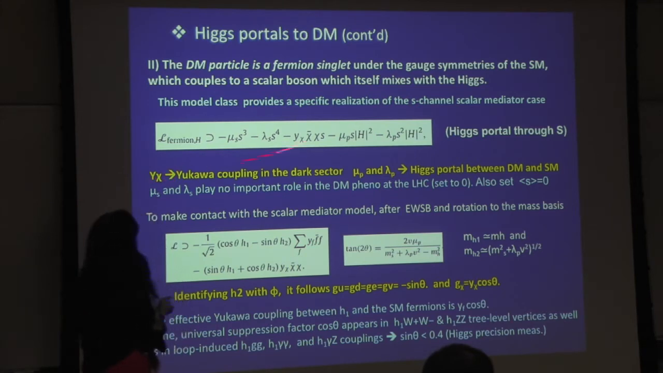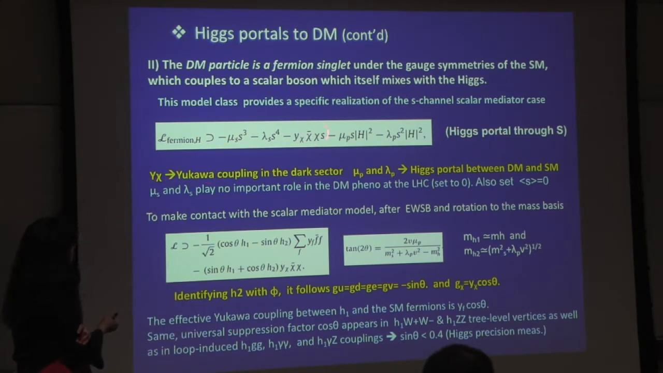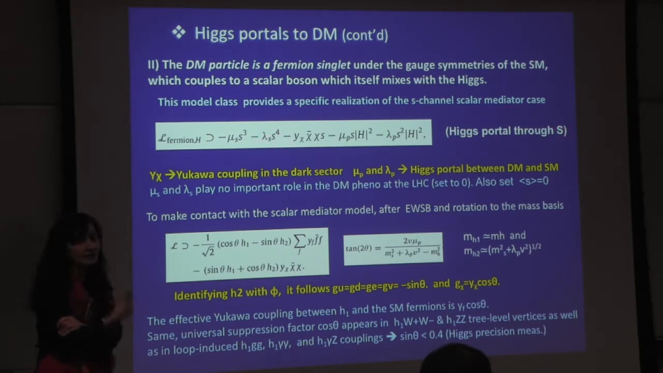So now we have the Yukawa coupling in the dark sector that is here, and then we have the mu p and lambda p, which are the Higgs portals between the dark matter and the standard model. These play no important role in the dark matter phenomenology, so we can effectively set them to zero. The only thing is for the purpose of the total Higgs potential. So this is a Higgs portal through a scalar. Of course, this is one example where the scalar is a singlet.